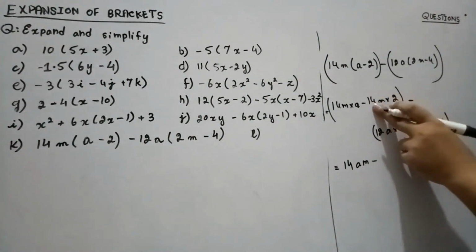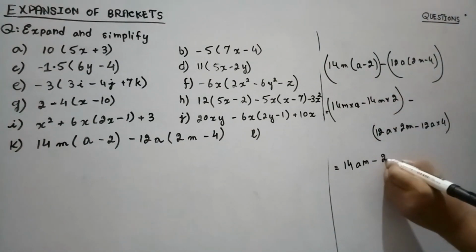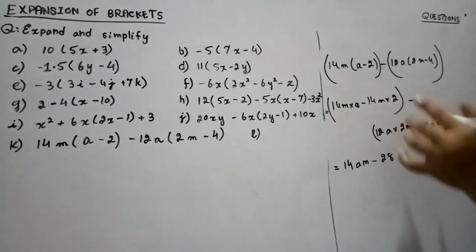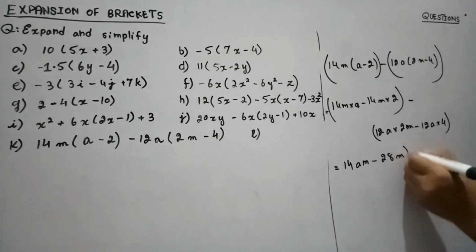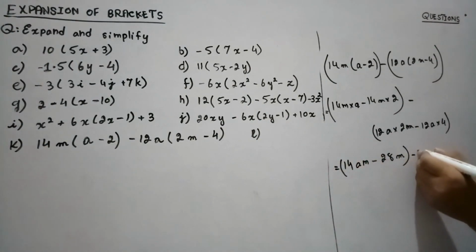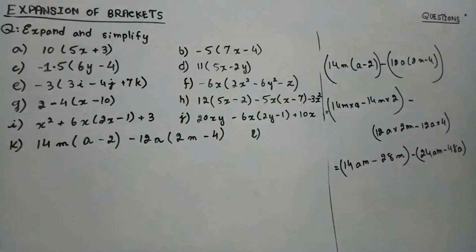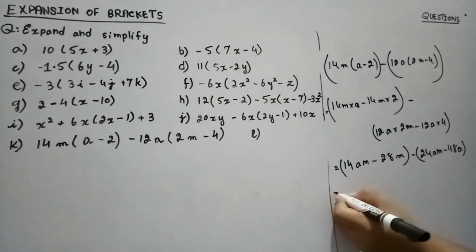Minus sign as it is, 14 multiplied by 2 is equal to 28. 28 here, and here we have only m, so I can write here m, brackets here, this negative sign here. So 12 2s are 24. a multiplied by m will be equal to am, or we can say ma. This negative sign as it is, 12 4s are 48, and here we have a, so here we have actually 48a. Clear?